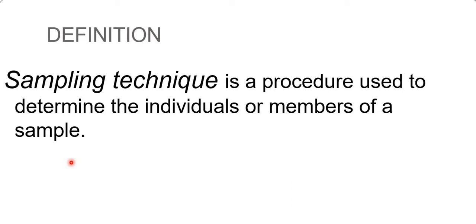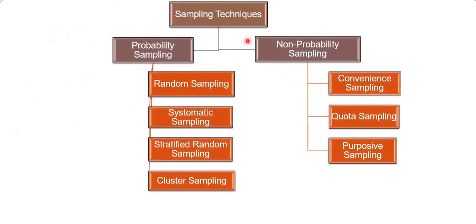This time, we're going to talk specifically about sampling techniques. A sampling technique is a procedure used to determine the individuals or members of a sample. So we're going to learn how we know if a specific individual, unit, or data will be part of our sample. Generally, sampling techniques are divided into probability and non-probability sampling, and these are the examples of those, and we will go through them one by one.